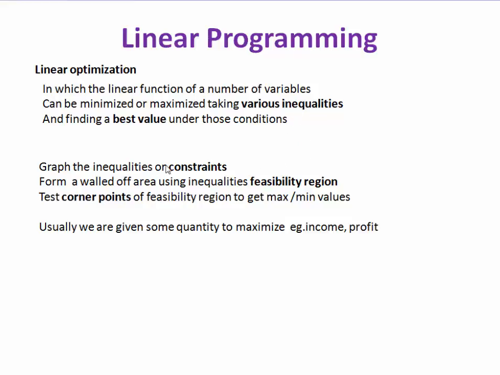So we graph the inequalities or constraints, and then we form a walled off area using these inequalities, which is called a feasibility region. And then in the vertex method we test the corner points of this feasibility region, and we get our maximum and minimum values. Usually we're given some quantity to maximize, for example income, profit, or something like that.